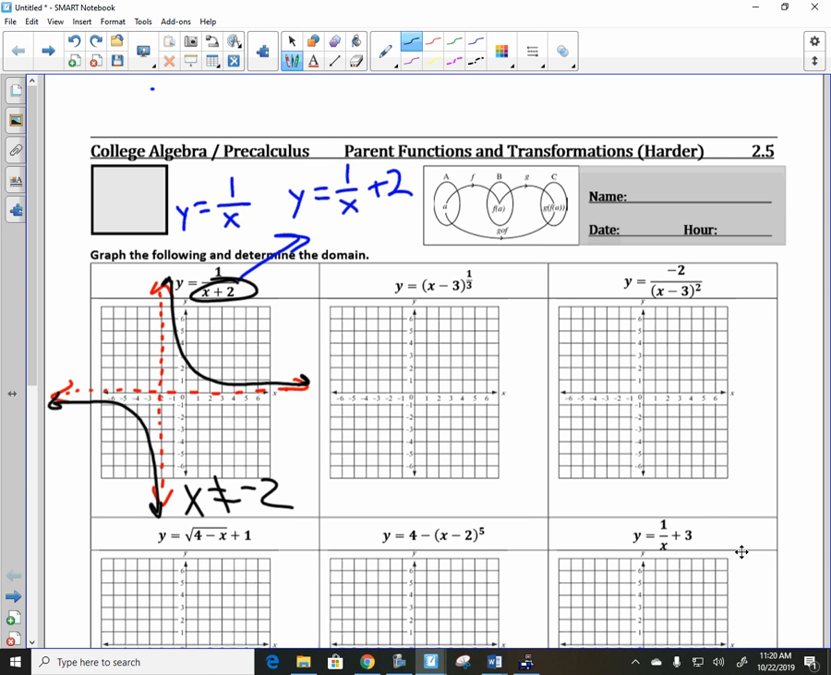The next one, y is equal to x minus 3 to the 1/3 power. You may not recognize this. This is y is equal to the cubed root of x minus 3. Do you recall what a cubed root function looks like? Yeah, it's something like that, right? So how is this going to be transformed? Close. To the right 3. The 3 is on the inside, so it's going to move right 3 units.